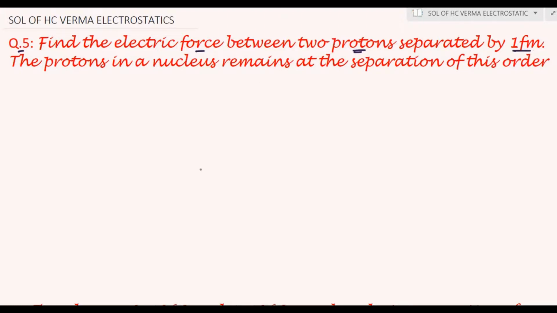1 Fermi. 1 Fermi means 10 raised to minus 15 meters. Protons in a nucleus remain at a separation of this order. Whatever answer you are getting, that order will remain there. Now, what is given first of all? Let's see what is given.